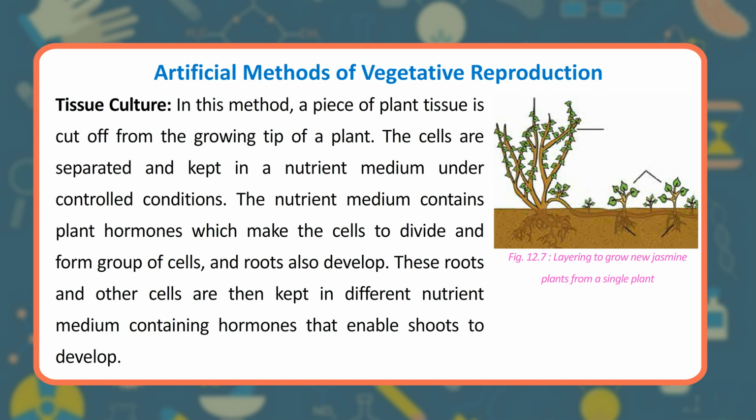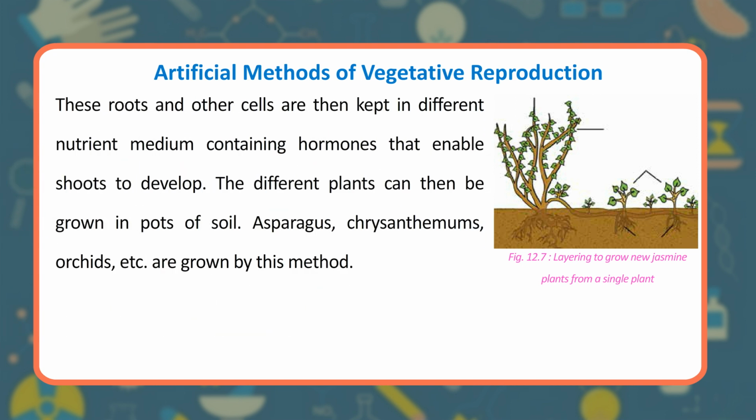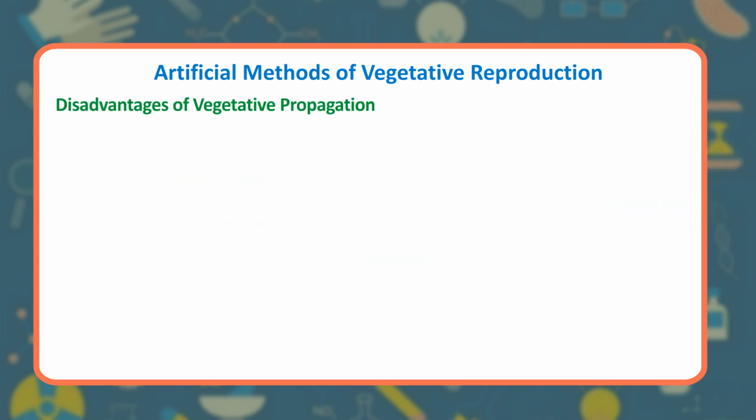Tissue culture. In this method, a piece of plant tissue is cut off from the growing tip of a plant. The cells are separated and kept in a nutrient medium under controlled conditions. The nutrient medium contains plant hormones which make the cells divide and form a group of cells, and roots also develop. These roots and other cells are then kept in a different nutrient medium containing hormones that enable shoots to develop. The different plants can then be grown in pots of soil. Asparagus, chrysanthemums, orchids, etc. are grown by this method.